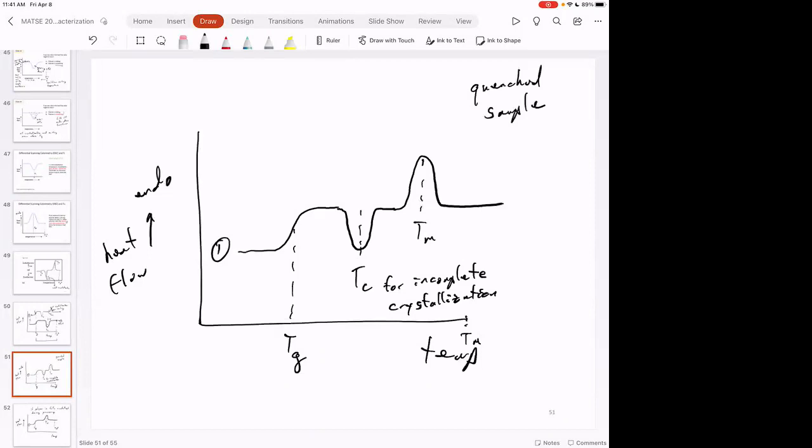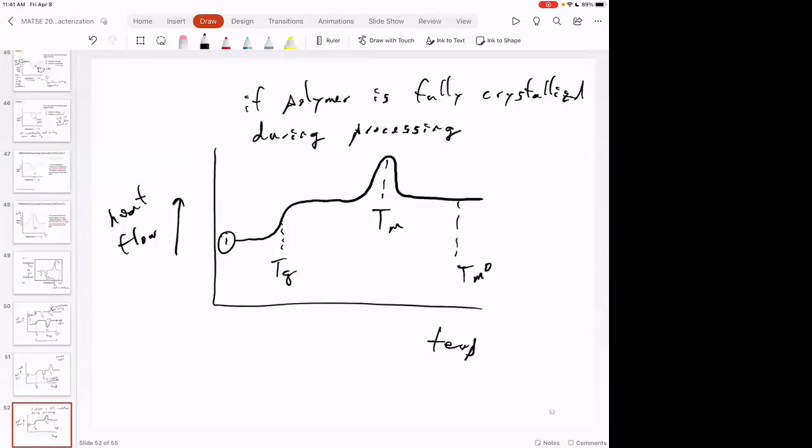I will give you scenarios that are easy to figure out, things that are completely crystallized during processing, samples that are quenched. And so your job is to figure out, based on the direction of the heat flow and what the shape of the curve looks like, is it a TG, is it a TC, is it a TM, et cetera, et cetera. And of course, TDEG is way out here, and then the polymer is not the same polymer anymore.